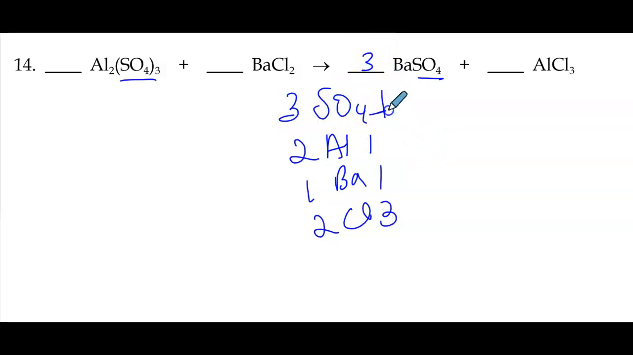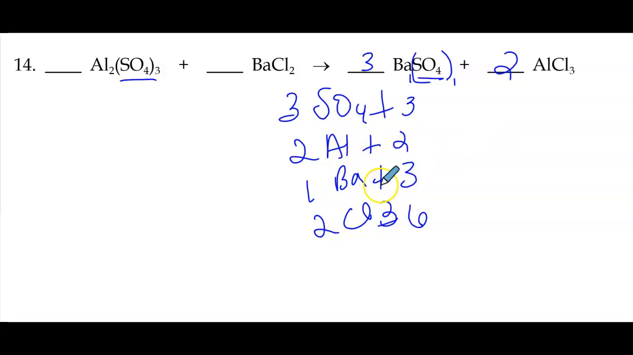So I'm going to put a 3 here, which makes this go to 3. Remember, this is really what this looks like, right? So 3 times 1 is 3, 3 times 1 is 3, barium changes to a 3. So my sulfates look good, but I got to get my aluminums fixed. I got to put a 2 here to fix my aluminums. It makes my chlorines go to 6. Okay, 2 times 1 is 2, 2 times 3 is 6.